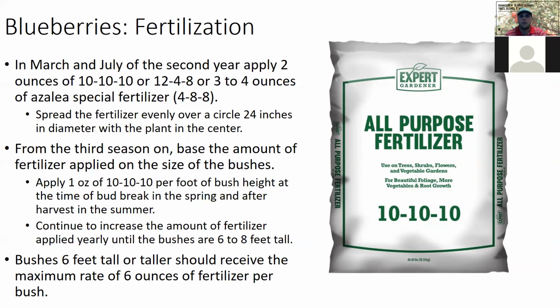So after you pick the berries in the summer, you're going to want to fertilize again. Continue to increase the amount of fertilizer yearly until the bushes are about 6 to 8 feet tall. Once they reach that size, they should receive the maximum rate of about 6 ounces of fertilizer per bush, so about 1 ounce per foot. And that's all it is. It's not a lot of fertilizer. It's not pounds or anything. It's just once they get up about 6 ounces.